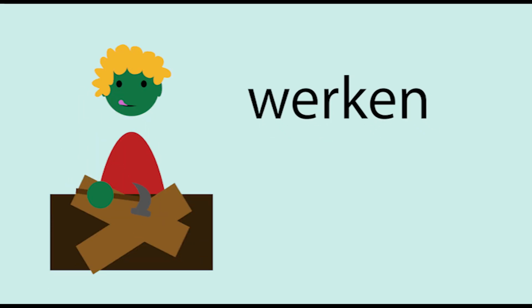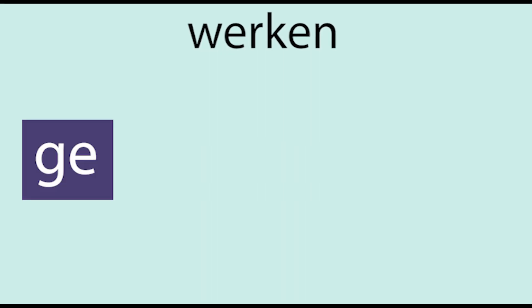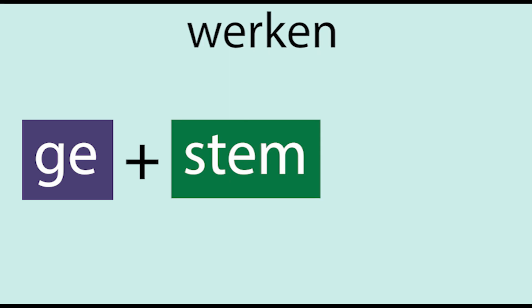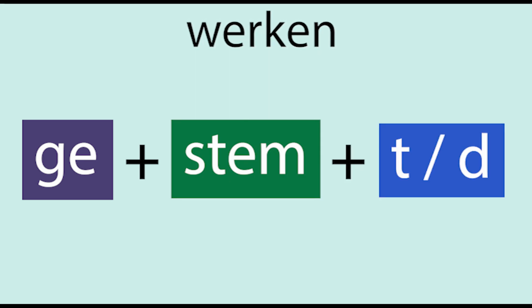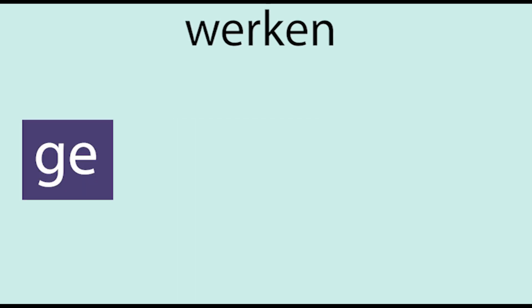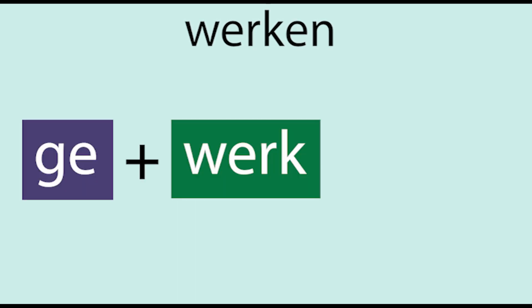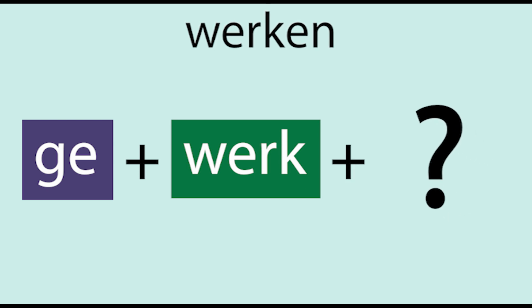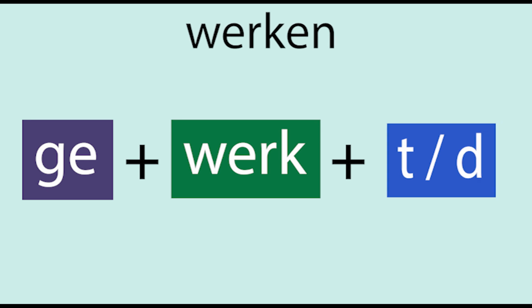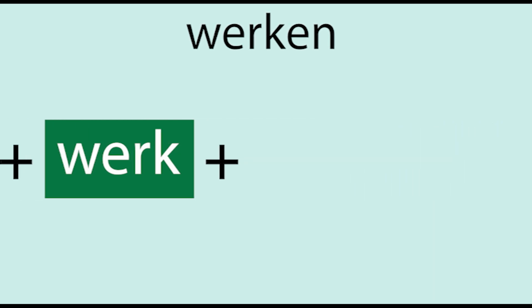Let's take the verb werken. The formula tells us we need ge plus the stem of the verb plus a t or a d. So let's start with ge. Let's then add the stem of the verb, werk. And now we have a decision to make. To t or to d, that is the question.